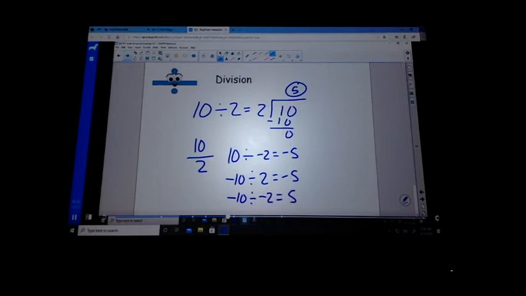So just note that with multiplication and division, if you have an even number of negative numbers, like 2 or 4 or 6, it would keep the answer positive. If you have an odd number of negatives, then the whole answer will be negative.